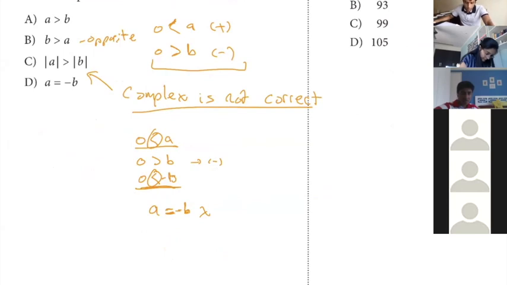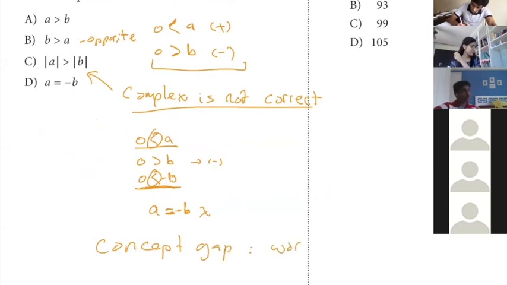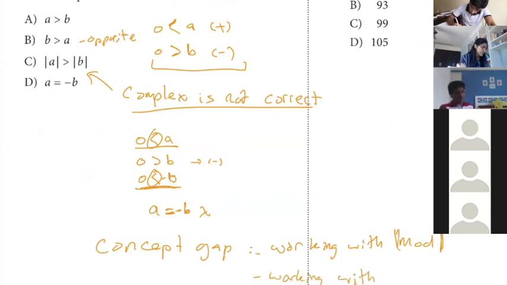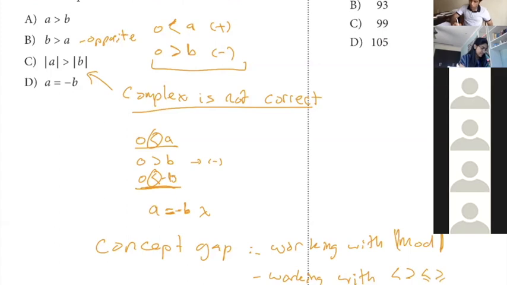So this would be a concept gap. So there's one more thing we've discovered here, which is a concept gap. There's a couple. So there's working with mods, which is these signs, or working with greater than, less than, greater than or equal to, less than or equal to. If you frequently make mistakes in these things, I want you to put this under concept gap and practice this one again and again.